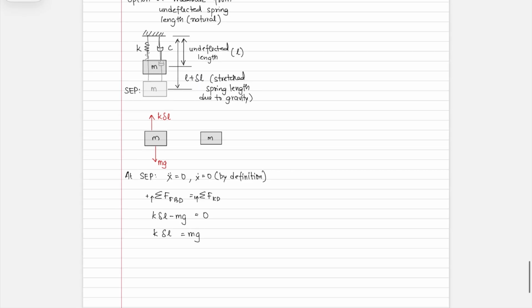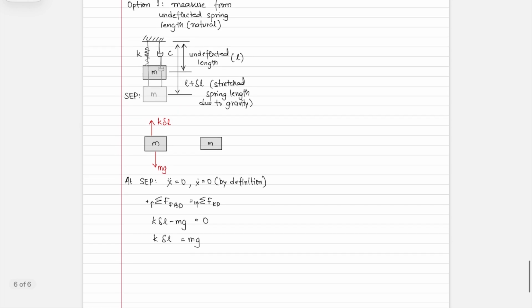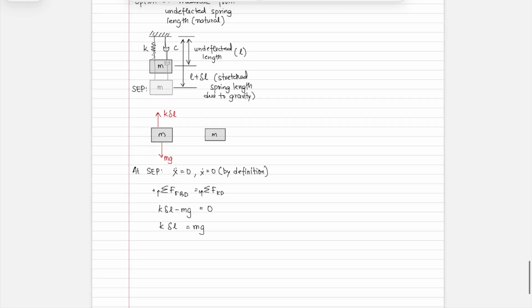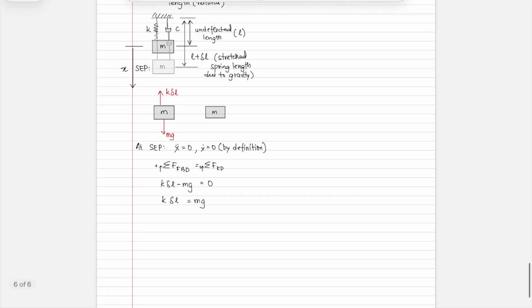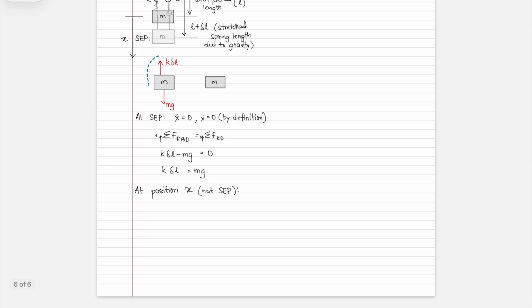Okay. Now let's consider the case where your mass has moved to some position further away. So let's say that you're measuring from here, right? And you are now at a position of, say, x, and x is measured downward. So at position x, not SEP, what is your new free body diagram and kinetic diagram?